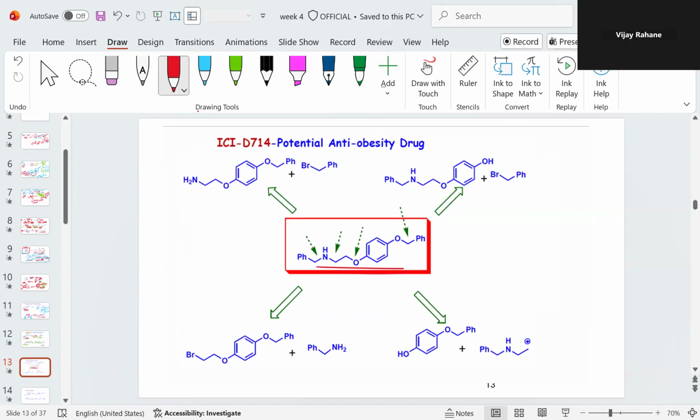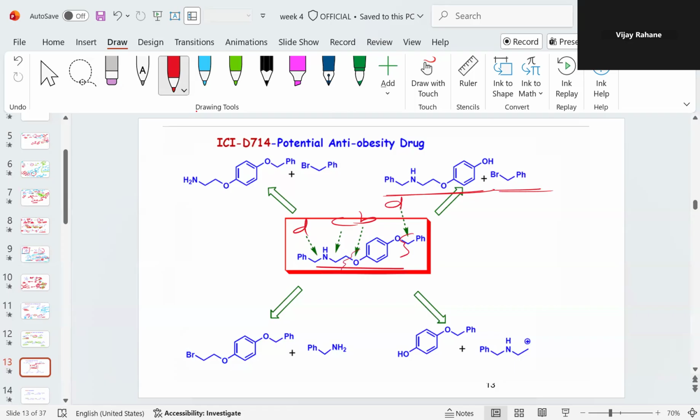This is a potential anti-obesity drug, and how can one achieve the retrosynthesis for this molecule, or how can we do the synthesis for this molecule? Basically, if you look here, four different types of disconnections are possible: A, B, C, D. So either we can do the disconnection here, so this part can be achieved from this part plus this part. We can also do the disconnection at this point.